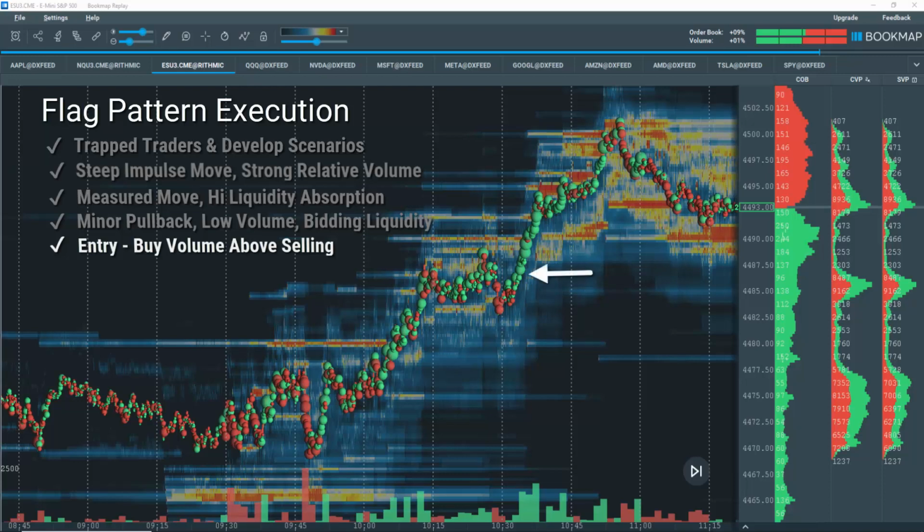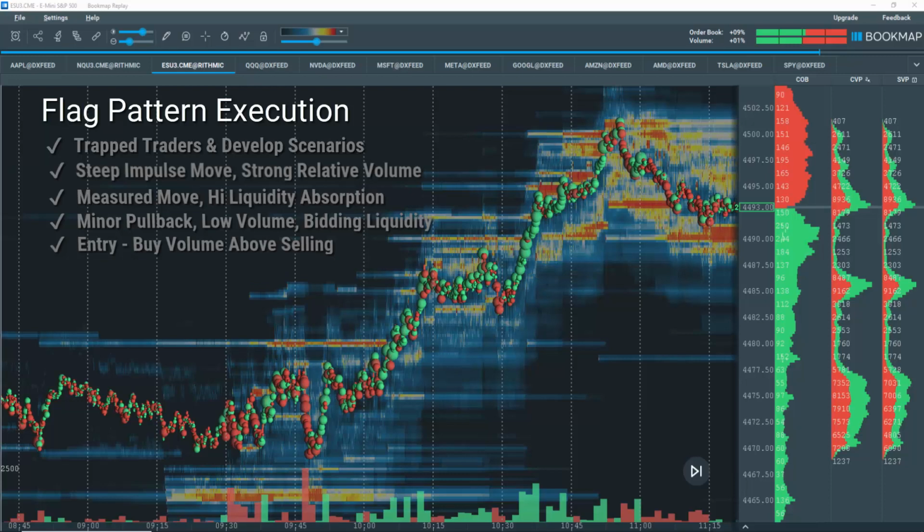Look to enter long here. Avoid entering higher in order to reduce risk. Place your stop loss here below the range. You are looking for this to work immediately. If it doesn't work, then reduce your risk by taking the small loss.